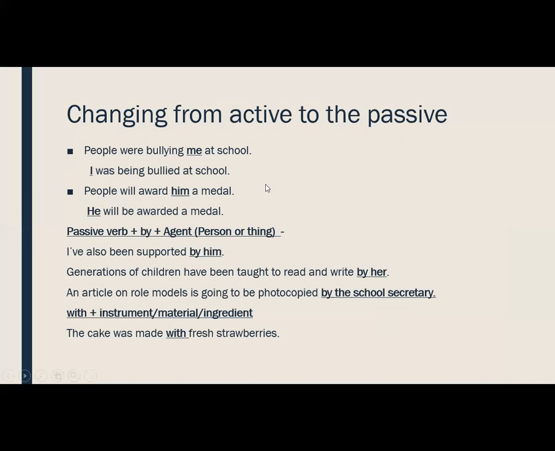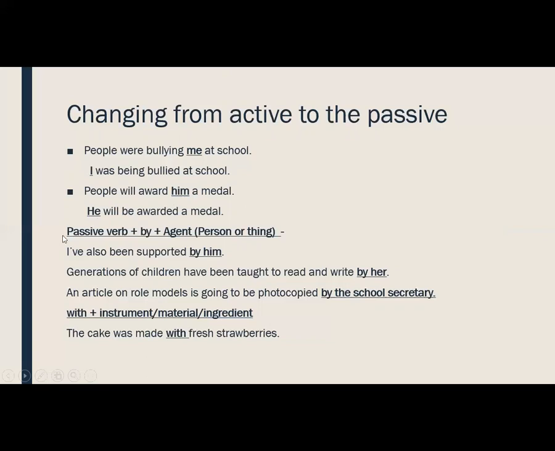People will award him a medal. He will be awarded a medal. In these two examples, we can see that the object pronoun of the active verb, such as me or him, has become the subject and also changed into a personal pronoun of the passive verb. It changes from me into I and from him into he.